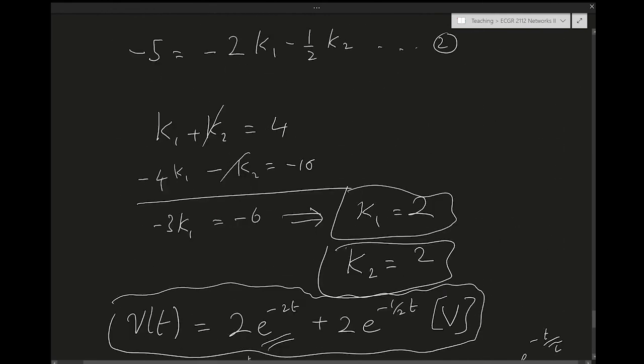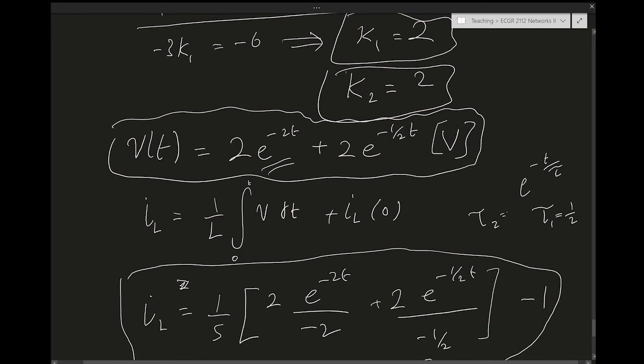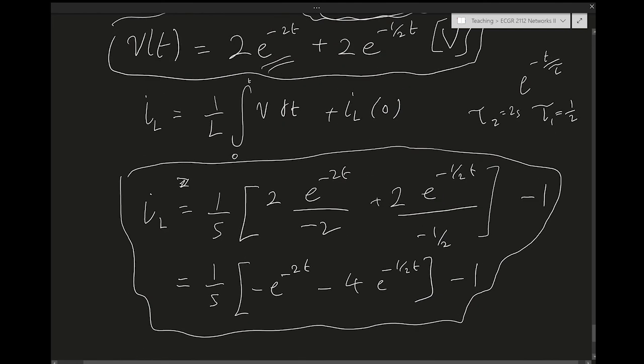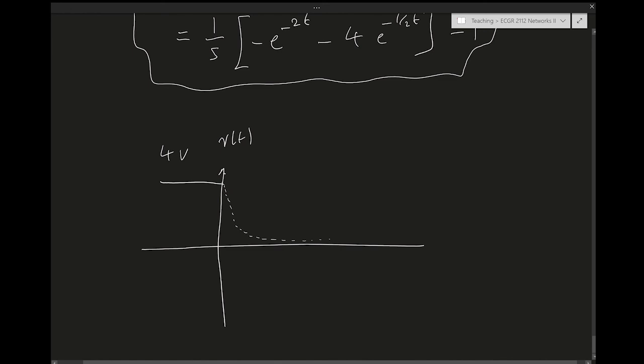The second exponential has a time constant of what? Of 2 seconds. So it decays slower. It decays four times slower. So the second exponential is something that decays 4 times slower. So it's much slower. And those two actually start at 2, not at 4. They start at 2. So this is the first exponential. It decays.